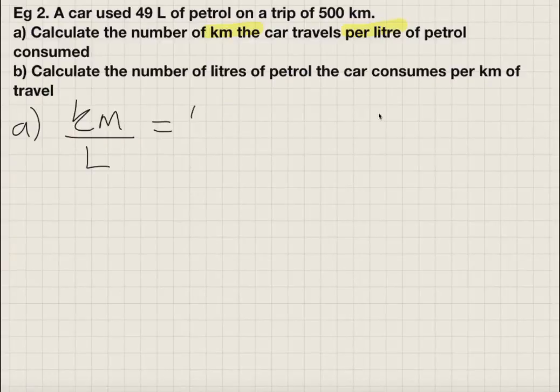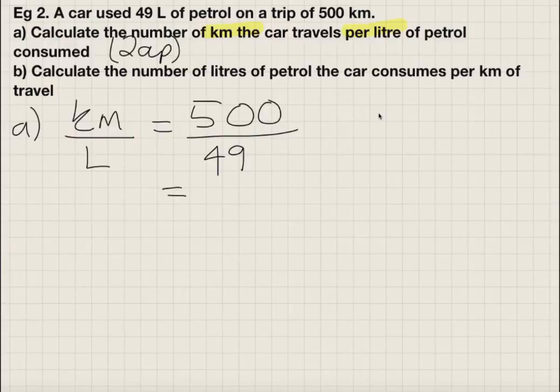In this case, we have 500 kilometres divided by 49 litres. And using your calculator to work that out, and just do this to 2 decimal places, we get 10.20 kilometres per litre. A lot of the newer cars these days will actually monitor that for you as well.